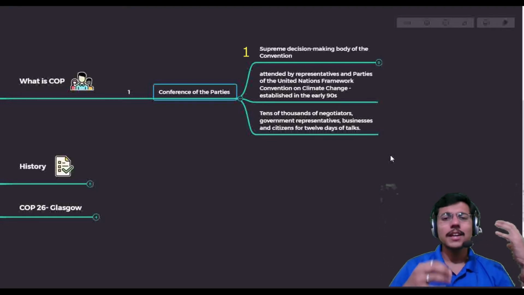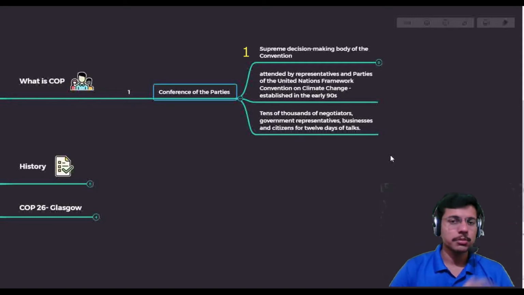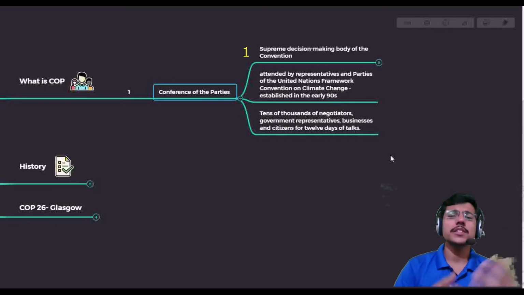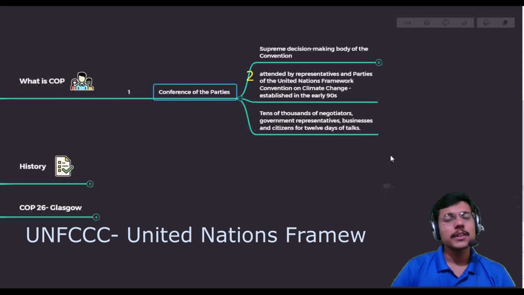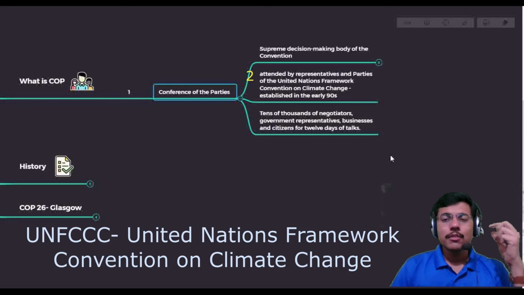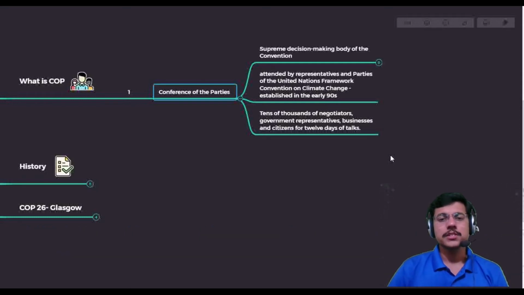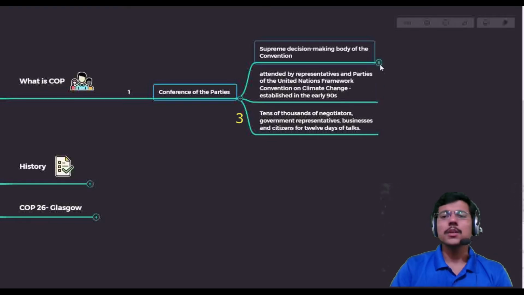After 1995, each year these COP meetings are held in different parts of the world, and they are attended by the representatives and parties of the United Nations Framework Convention on Climate Change, also known as UNFCCC, which was established in the early 1990s. The parties to the UNFCCC all attend these conferences, attended by tens of thousands of negotiators, government representatives, businesses and citizens for over 12 days of talks and negotiations.